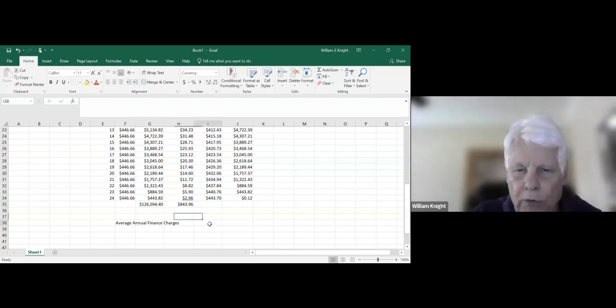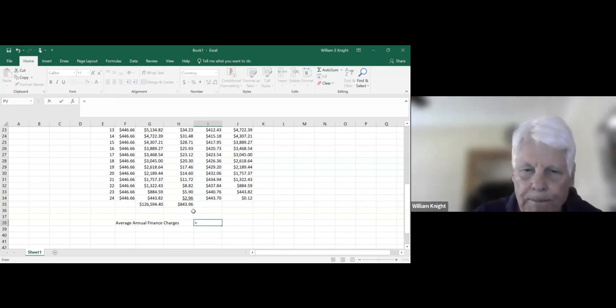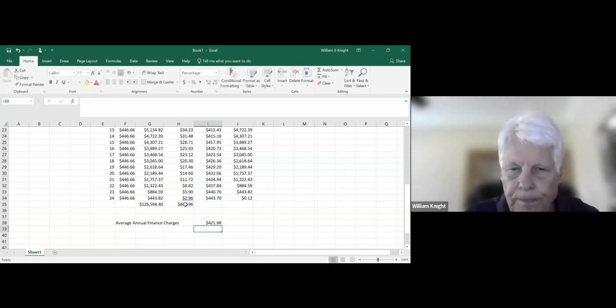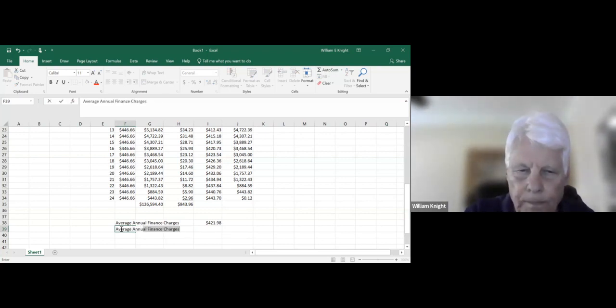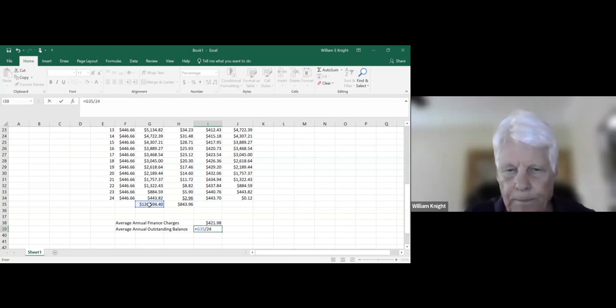Now, for the average annual finance charges, we would take this sum and divide it by 2, because these have already been divided by 12 because they're monthly figures. For the average annual outstanding balance, we would take this figure right here and divide that by 24.